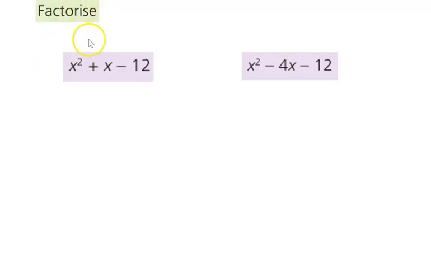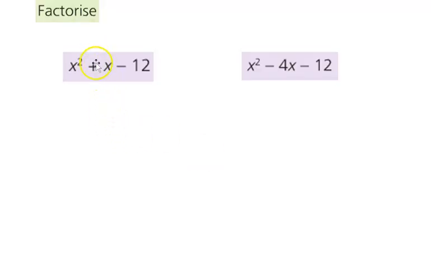Next, we're going to factorize x squared plus x minus 12 and x squared minus 4x minus 12. Now notice that the sign in front of the constants here is a minus. So we've got minus 12 and minus 12. So when the sign in front of the constant is a minus, it tells us that the two signs in the middle will be different.